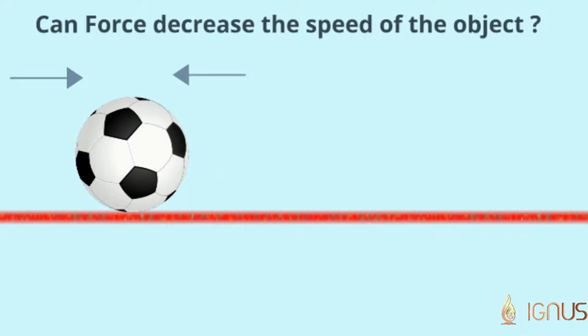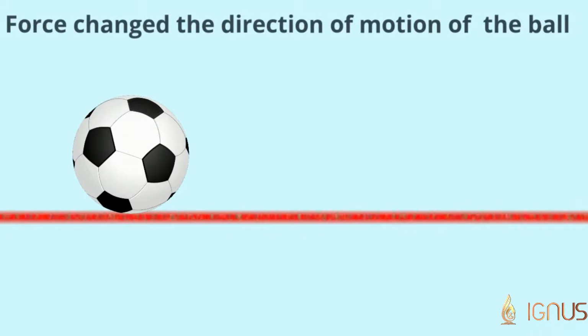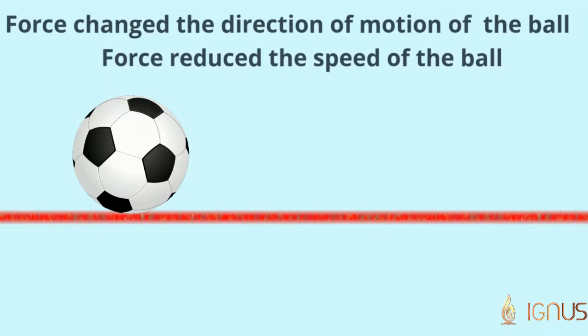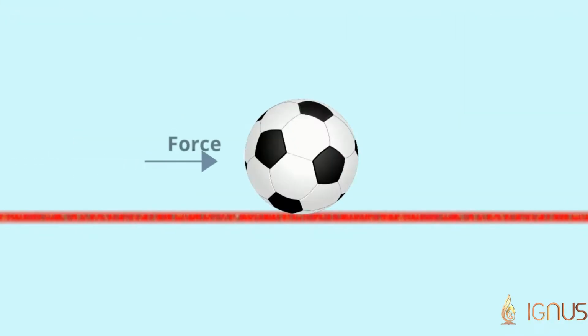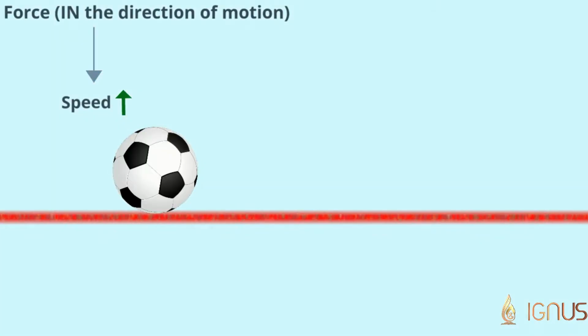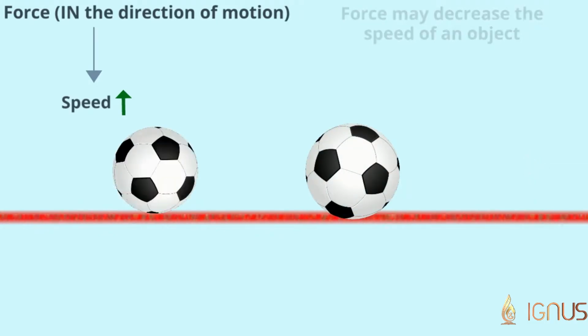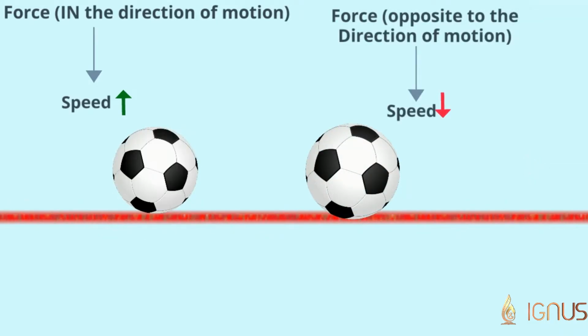What can you conclude from this? If the direction of the force applied on an object is opposite to the movement of the object, then the velocity of the object will reduce. In this case, the direction of the force is opposite to the motion of the ball. So the force changed the direction of the motion of the ball. The force not only changed the direction of motion but also reduced the speed of the ball. You see that the ball stops moments after colliding with your hand.